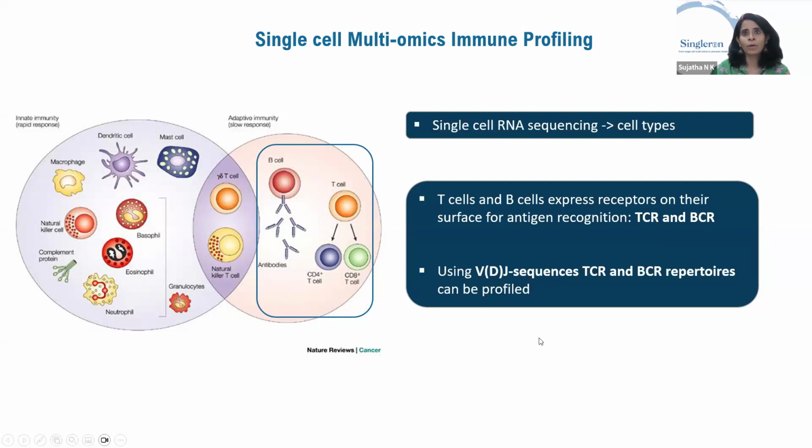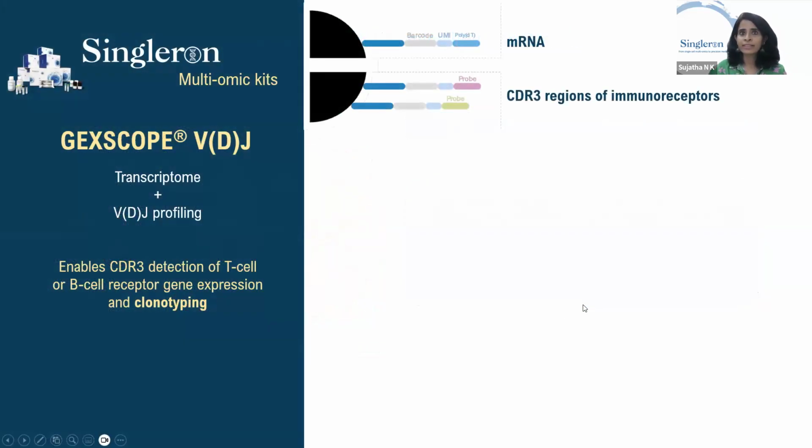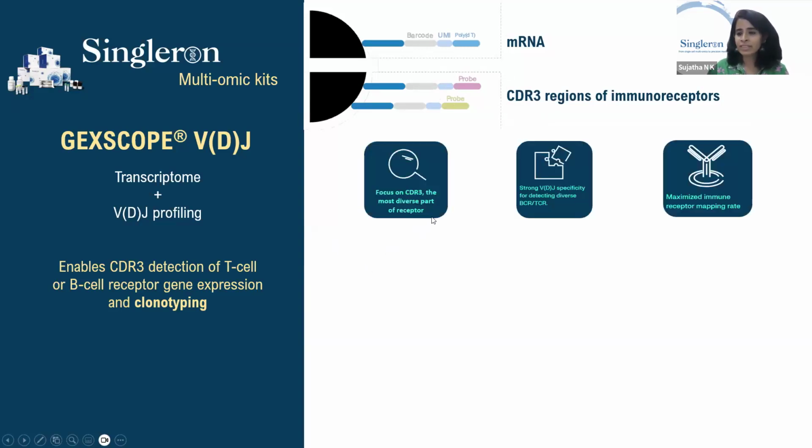What people would be looking for is to profile these at the single cell level. And for this, we have the ~JEXscope VDJ kit. So we profile both the transcriptome as well as the VDJ sequence from individual cells. How do we do that? If you recall, I did show you a structure of our bead, which has poly-DT to capture the mRNA. What we do is we tweak some oligos on that bead to have probes that capture close to a CDR3 region on the immunoreceptor. The CDR3 region is considered the most diverse part of the receptor, and so most researchers are interested in this region. So we're able to pull that out at the single cell level with really strong VDJ specificity.